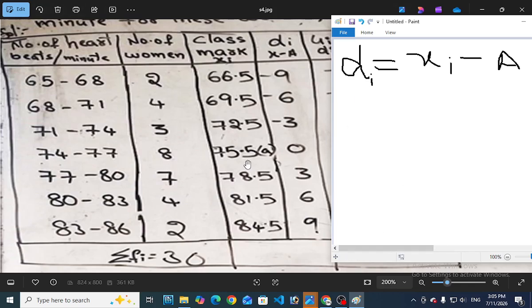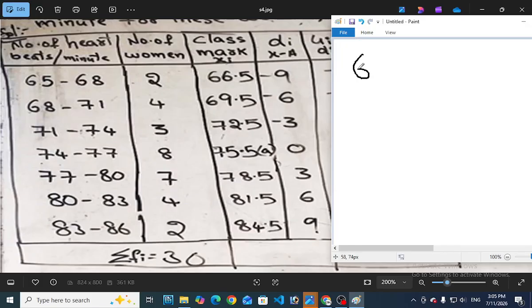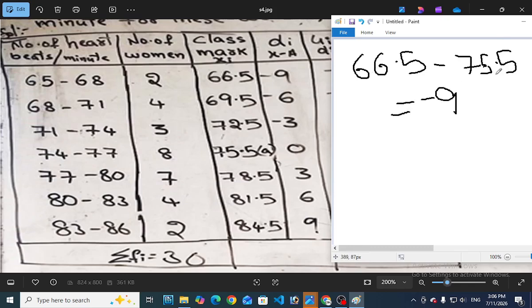So by using the assumed mean, we are going to find the deviation. Please observe here. The class mark here is 66.5 and the assumed mean is 75.5. From 66.5, if we subtract 75.5, then we will get minus 9, the biggest value but with a minus sign. Minus 9 is the first class deviation between 75.5 and 66.5.